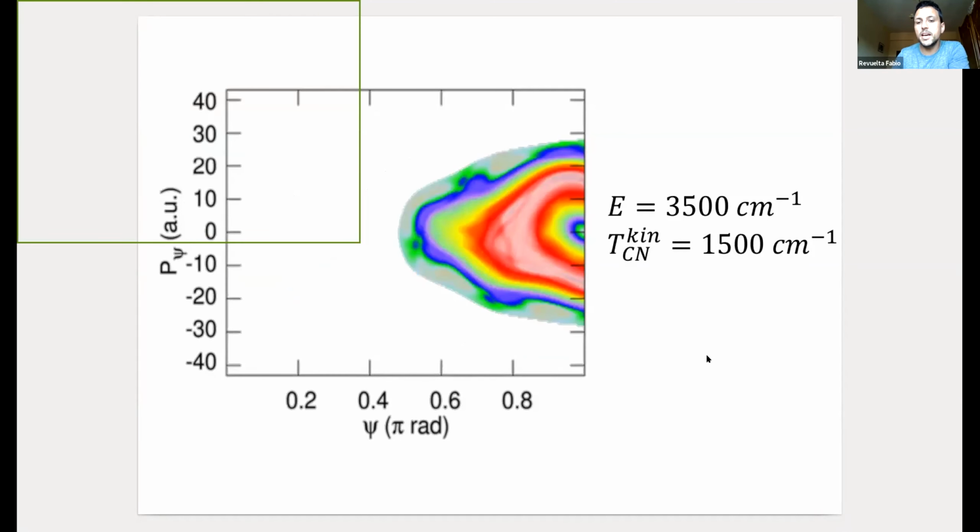Then we increase the kinetic energy in that degree of freedom. Then the energy that we have accessible in the Poincare surface of section is smaller. So somehow this plot doesn't look like the one with 3,500 centimeters minus one energy, but just 2,000 centimeters minus one, right? So it becomes smaller and the motion is also more regular.